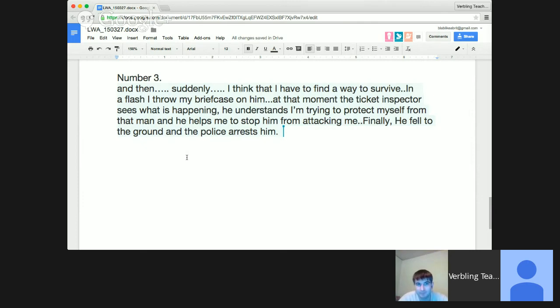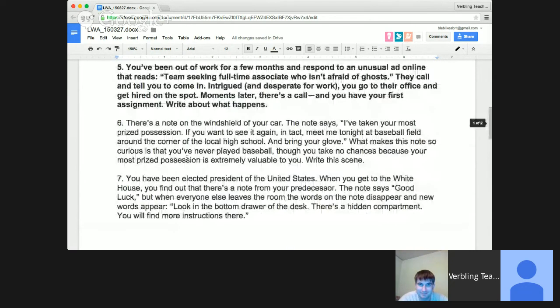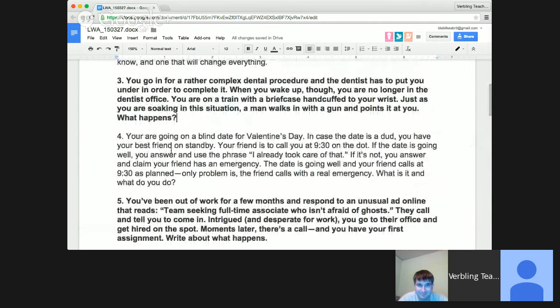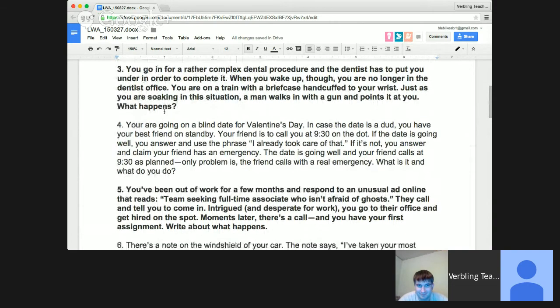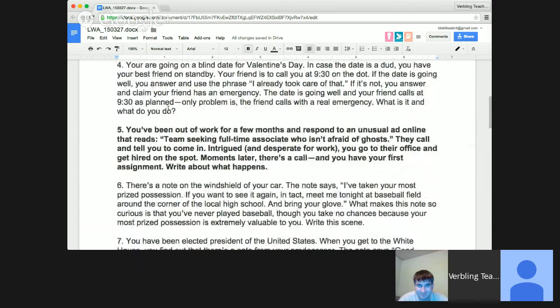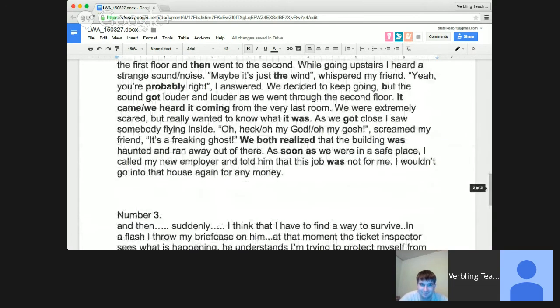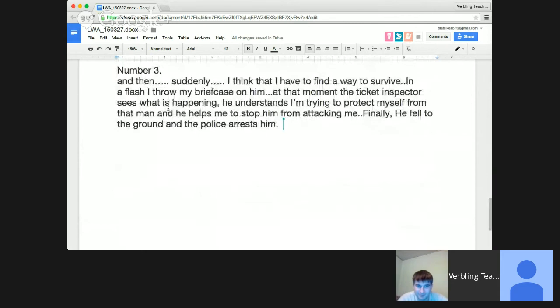Wonderful. All right. So what we've got when we start this one is exactly like we had for number 5, which is the one Vladimir chose. Then it's sort of like explaining your situation. So it's using the present tense and the second person talking about you. So when we go to your writing, you've stuck with the present tense, which is absolutely fine. So let's have a look. And then suddenly, I think that I have to find a way to survive.